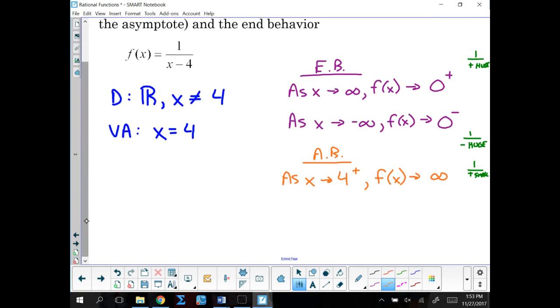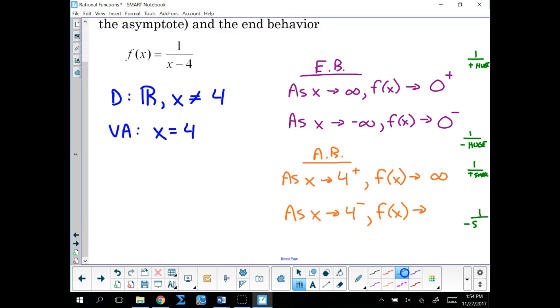As x approaches 4 from the left, f of x is going to go, now it's going to be 1 divided by a negative small number. So that's going to go to negative infinity.